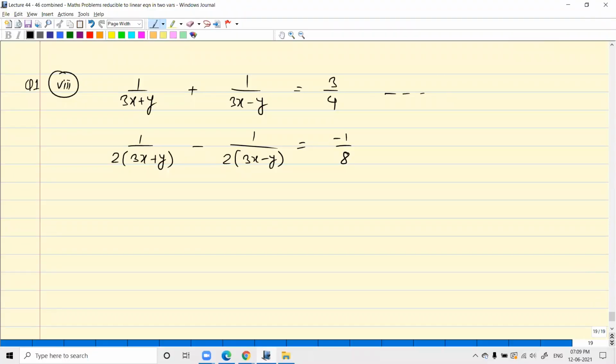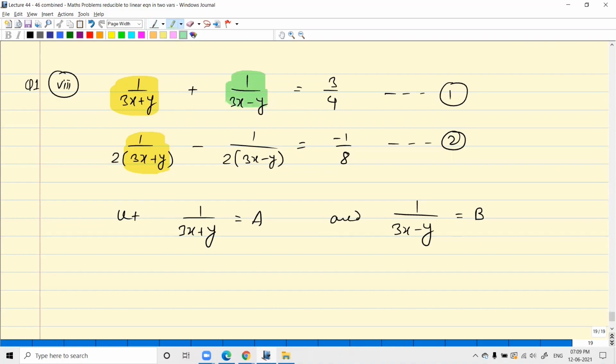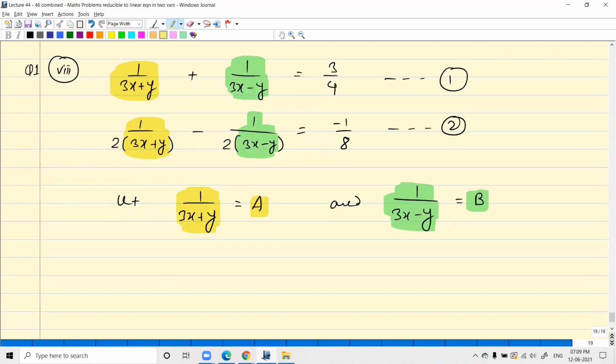So let's call this the first equation and second one. What should we do here, guys? You see 1 by 3x plus y, that is common in both of them. So this is what we need to call as another variable a. Okay. So what can I write for the first equation? Equation 1 can be written as a plus b is equal to 3 by 4. Everyone okay with that? Confirm? There should be no problem.